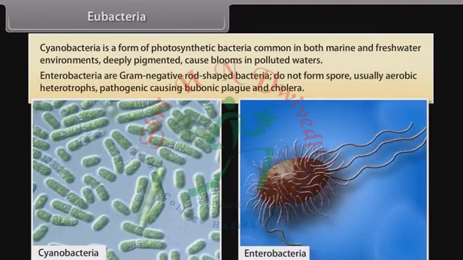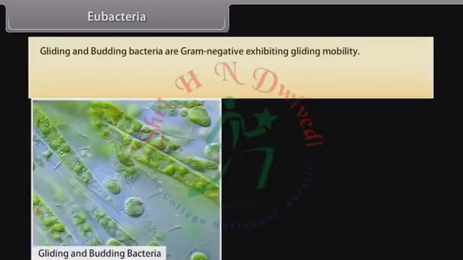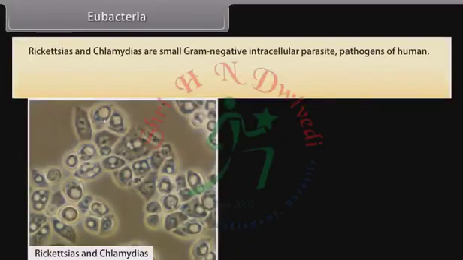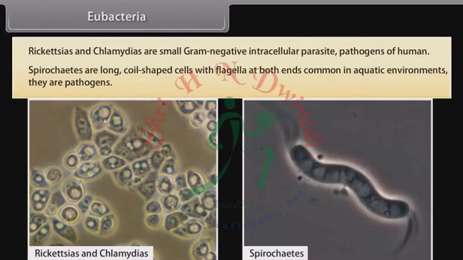Enterobacteria are Gram-negative rod-shaped bacteria, do not form spores, are usually aerobic heterotrophs, and are pathogenic, causing bubonic plague and cholera. Gliding and budding bacteria are Gram-negative, exhibiting gliding mobility. Pseudomonas are Gram-negative heterotrophic rods with polar flagella, a very common form of soil bacteria. Some are pathogens of plants. Rickettsias and Chlamydias are small Gram-negative intracellular parasite pathogens of humans. Spirochetes are long, coiled cells with flagella at both ends, common in aquatic environments. They are pathogens.